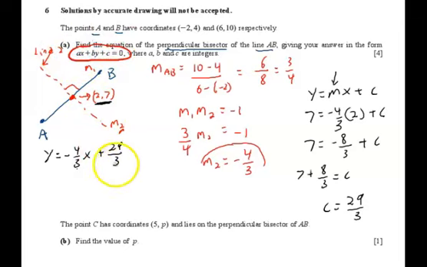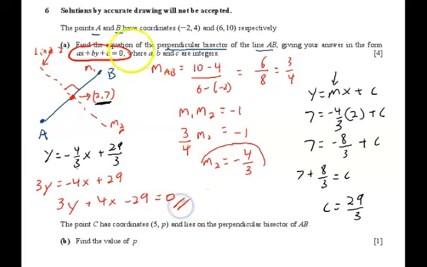So we move the 3 to the opposite side. We will be getting 3y, and we got minus 4x plus 29. Okay, and we move everything to make it equal to 0. So we'll be getting 3y plus 4x minus 29 equals 0. Okay, so this is the answer we got here. This is a 4 marks question. Okay, now we'll move on to the next one.